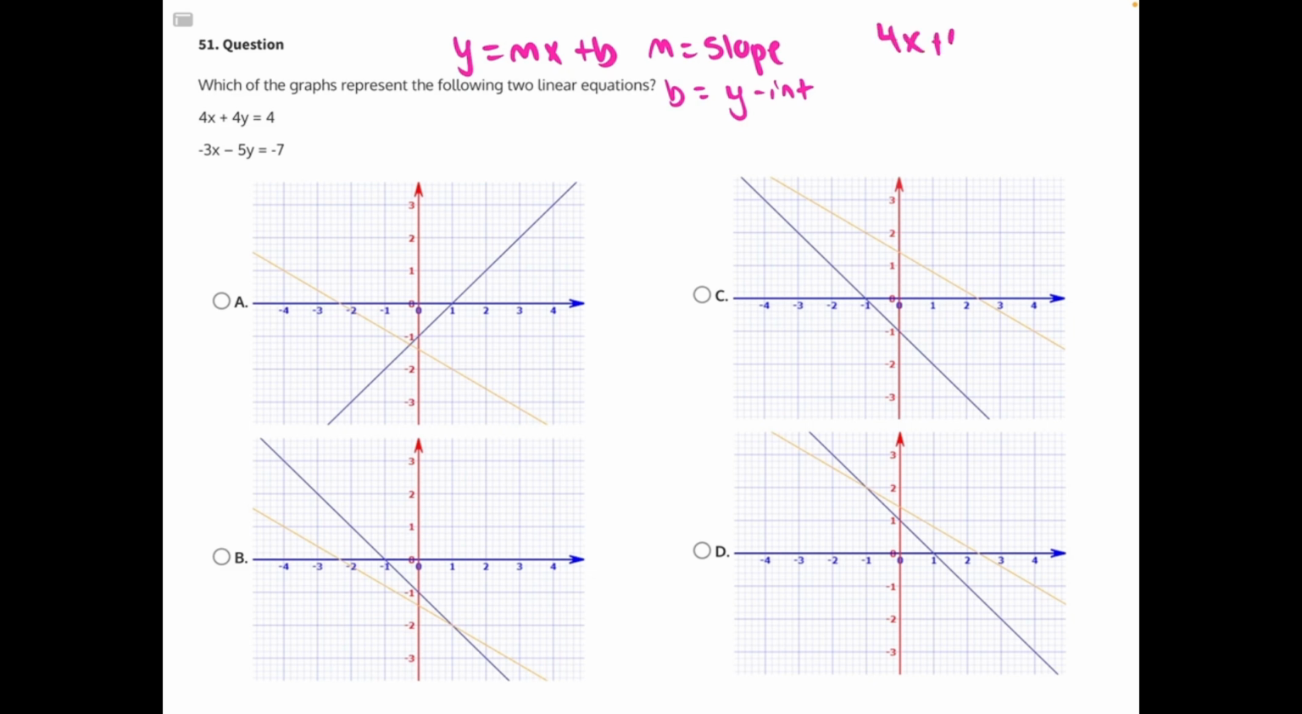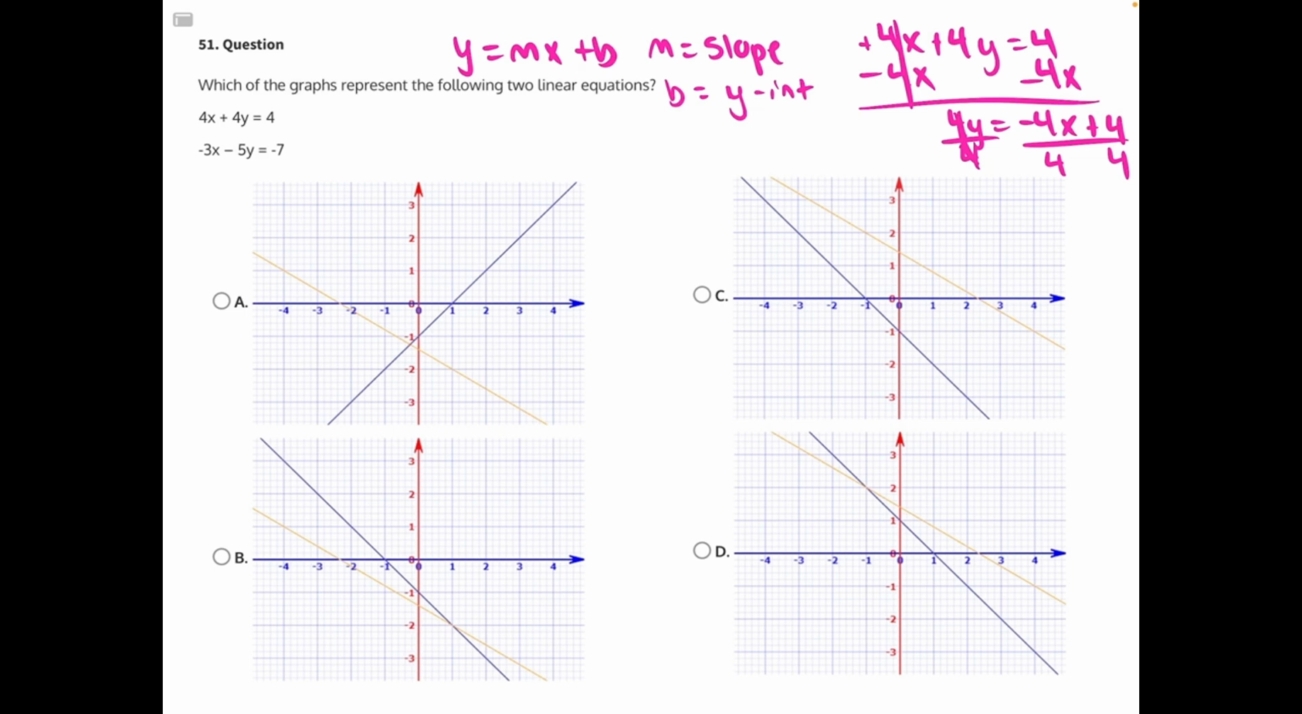4x plus 4y equals 4. If we want to isolate y, we need to do opposite operations. 4x is positive. The opposite would be subtracting it from both sides. These will cancel, leaving us with 4y equals negative 4x plus 4. Then, opposite operations, 4 times y, 4 divided from both sides.